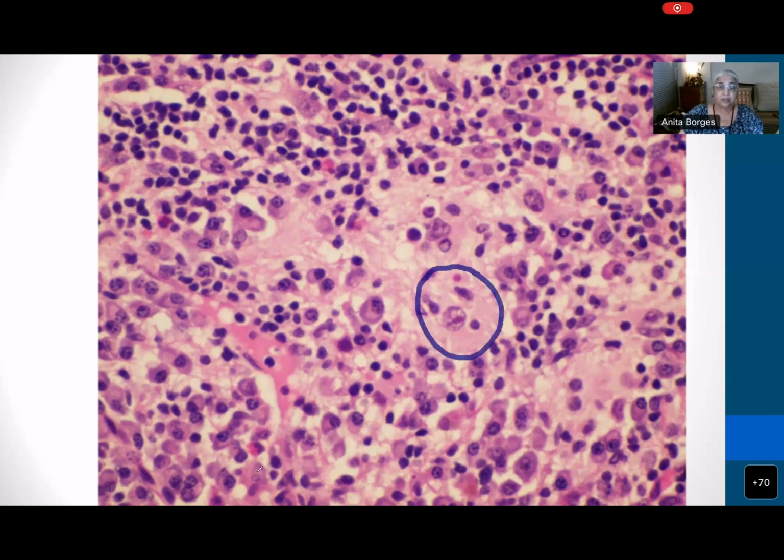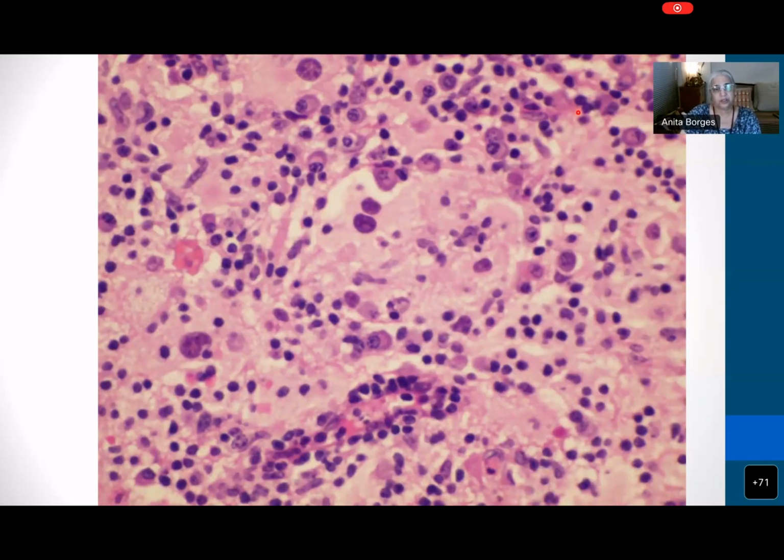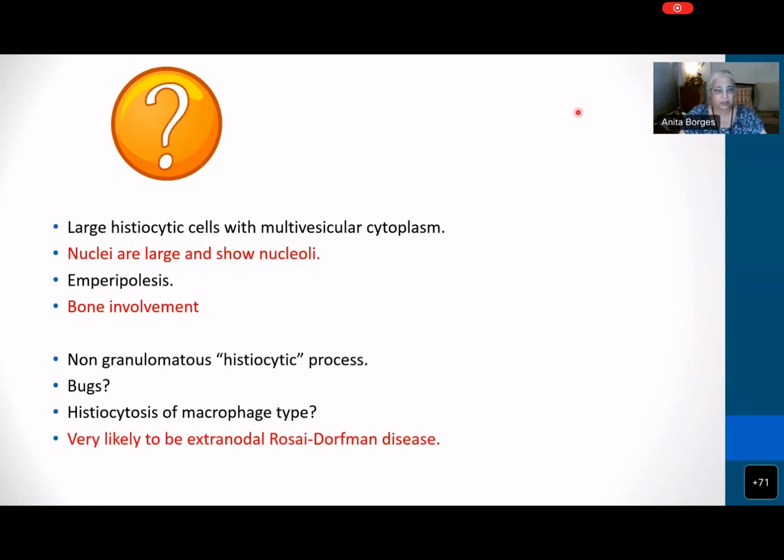And in the background, there are tons and tons of plasma cells. That is also terribly typical of Rosai-Dorfman. So now you've got a good picture of what emperipolysis is. I hope you do. Very good. Now, some more emperipolysis, more huge cells. This is all over there. It's very likely to be extranodal Rosai-Dorfman disease.